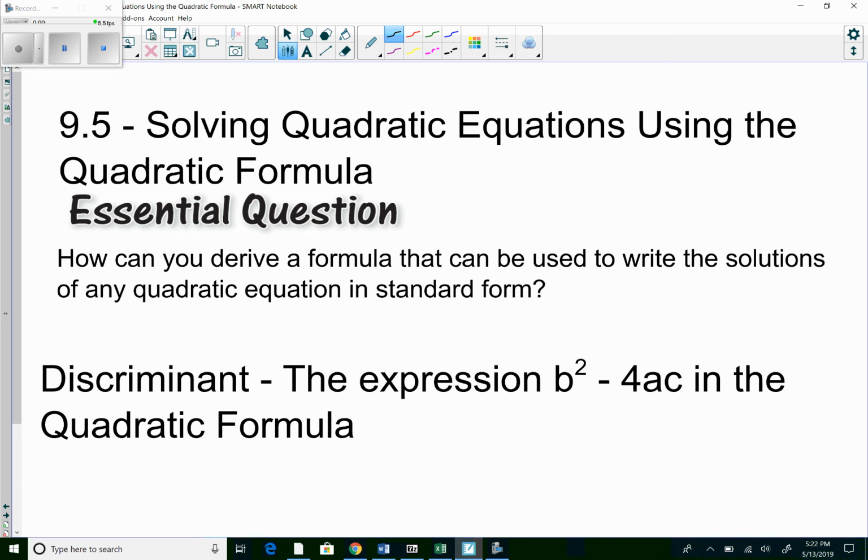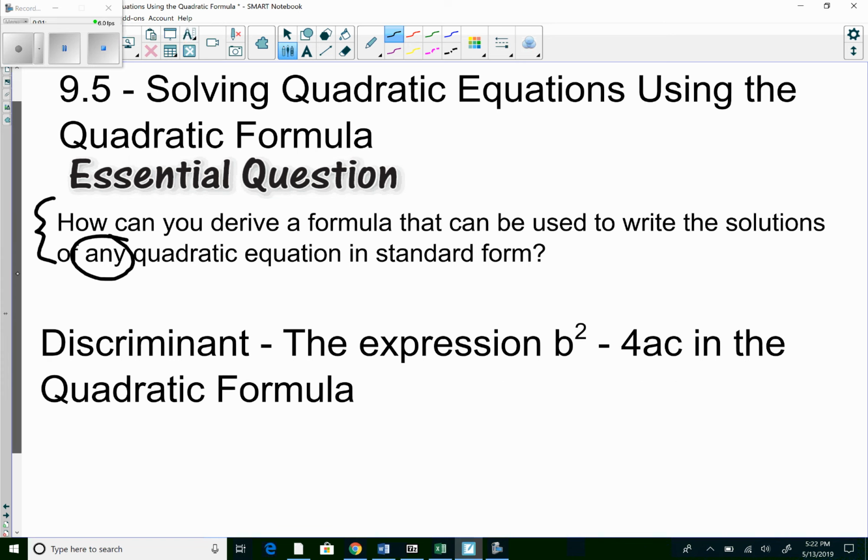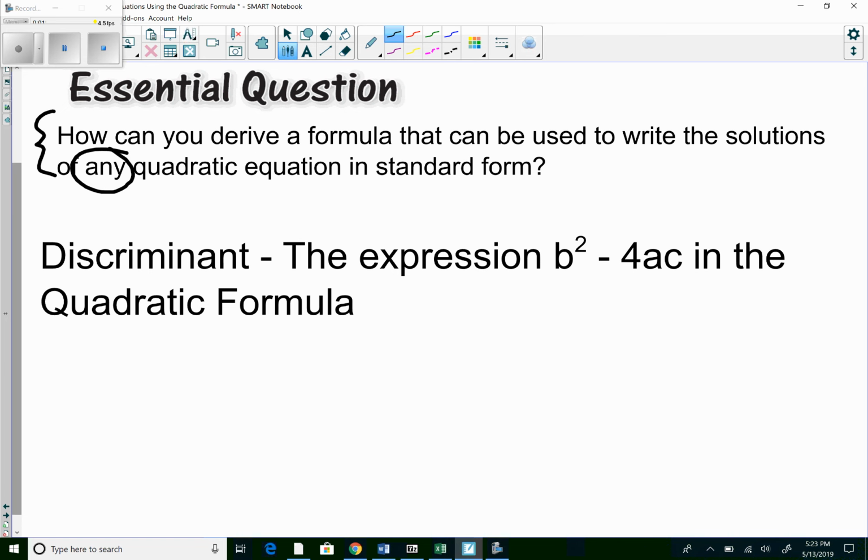Okay, so our essential question: how can you derive a formula that can be used to write the solutions of any quadratic equation in standard form? First off, just before we get into the lesson, we're going to have to talk about the discriminant. That's going to come into play with, I believe, their third example today, and it is just going to be this b squared minus 4ac.